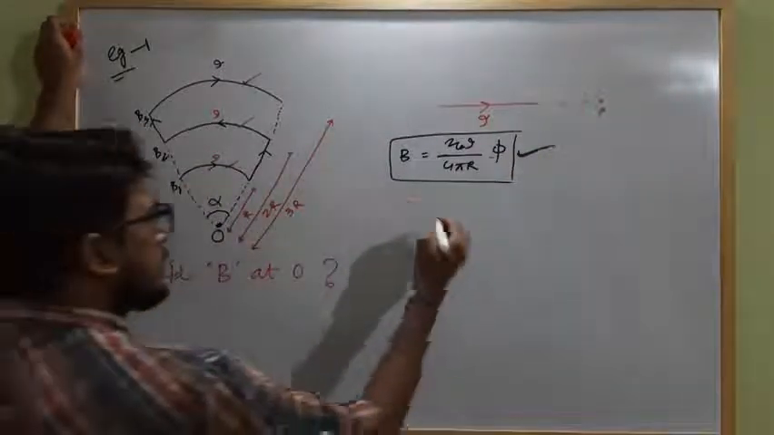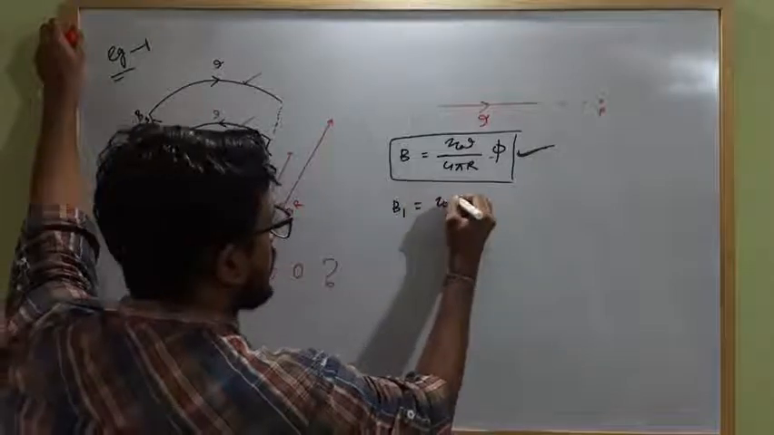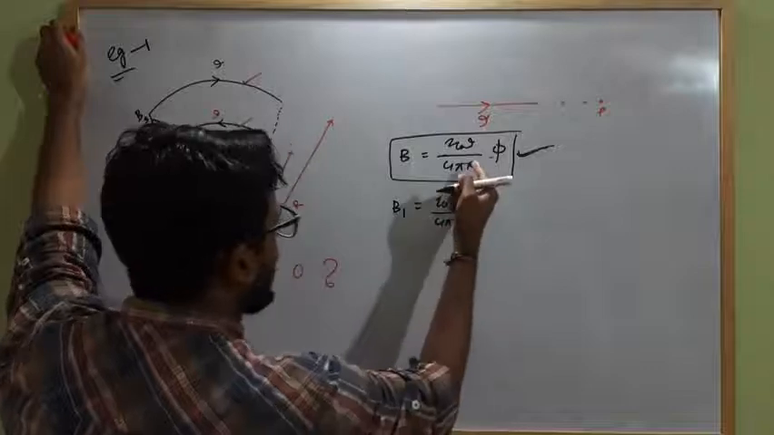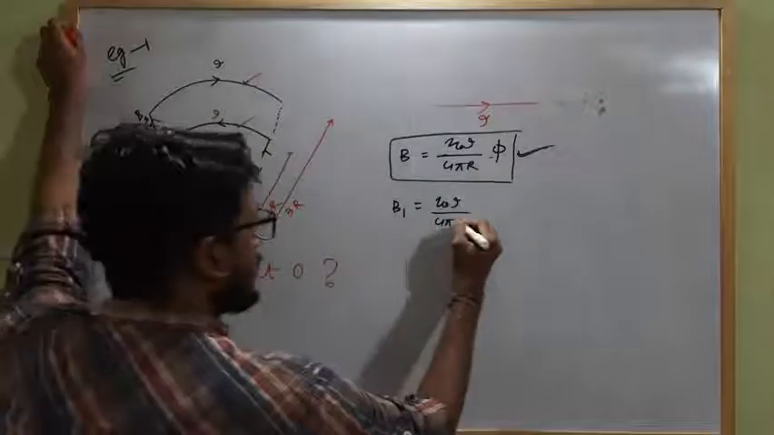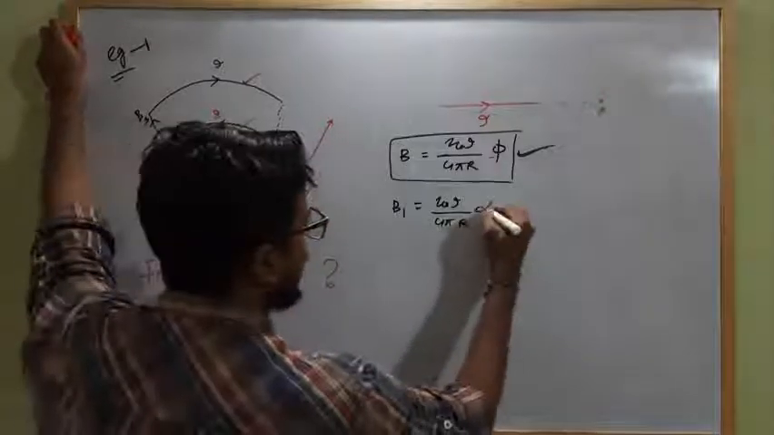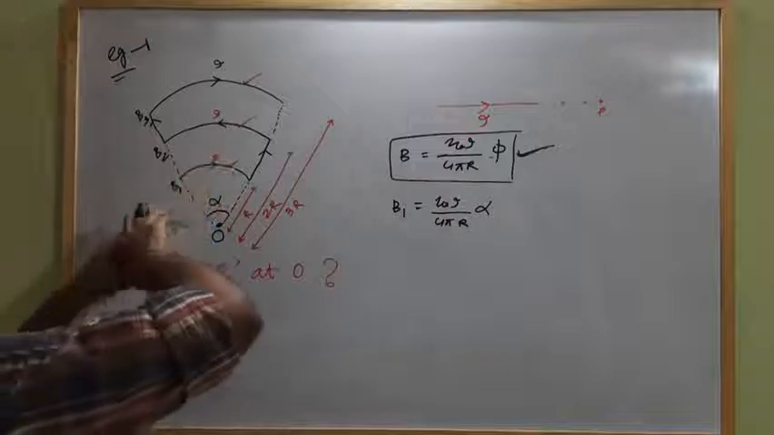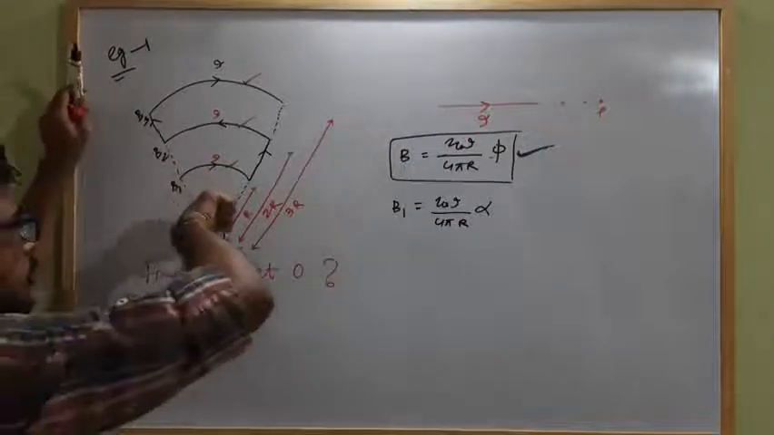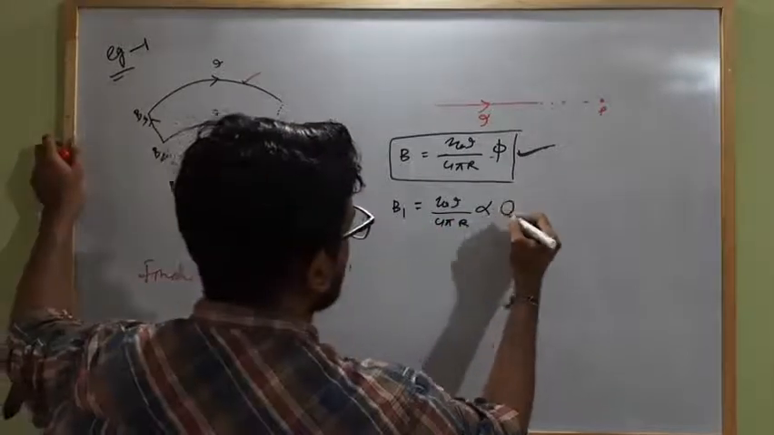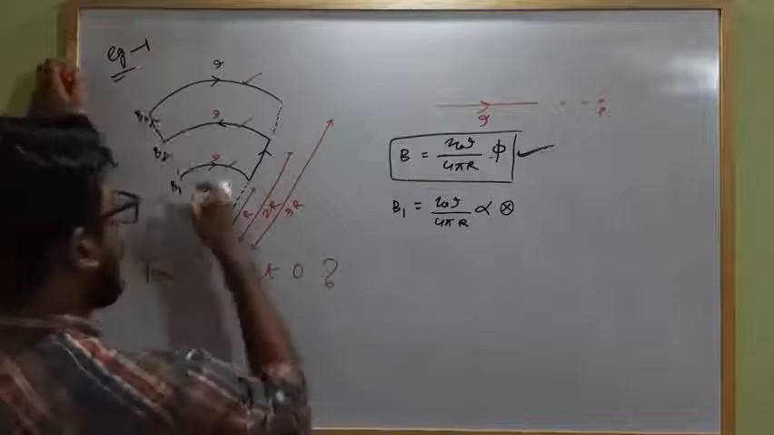So for B1, it will be mu naught I, where I is the current flowing through it, divided by 4 pi. What is the radius? Here the radius is R, and phi. What is the phi value? The phi value for this segment is alpha. Its direction: as the current is flowing in clockwise direction, by right hand thumb rule, the thumb is directed along the magnetic field, which is inward, so here the direction will be inward. Clear?